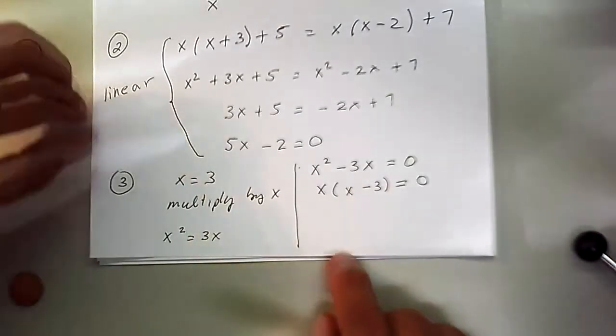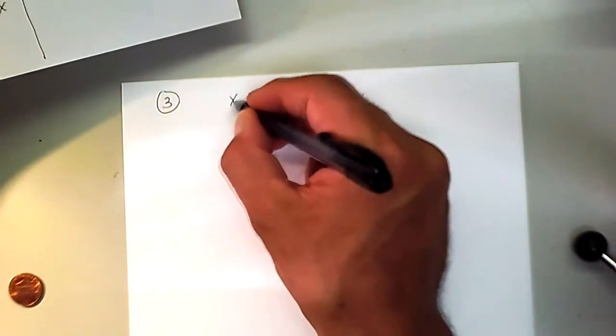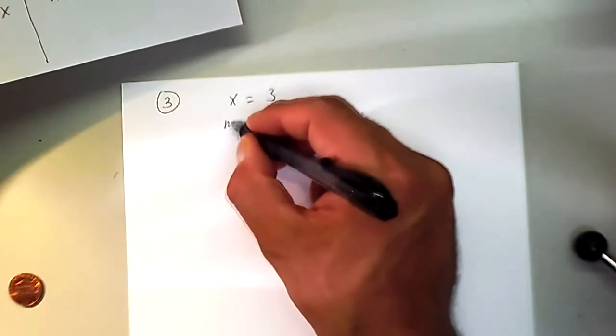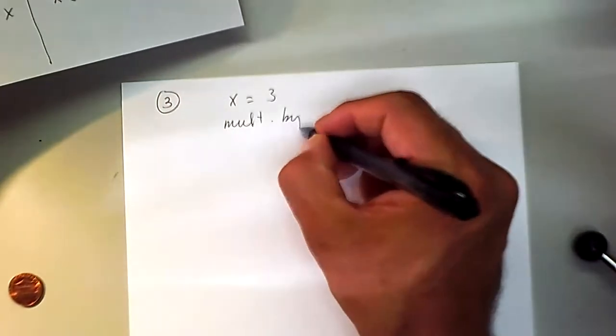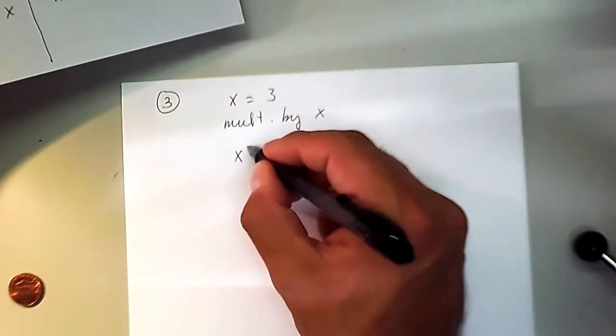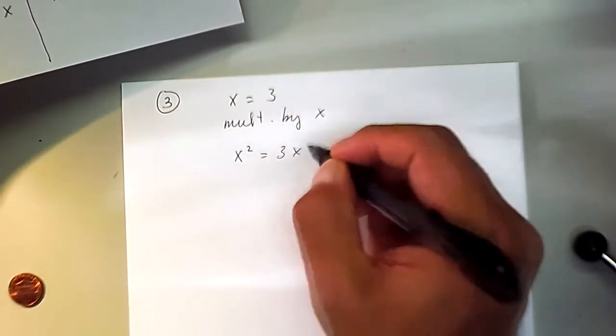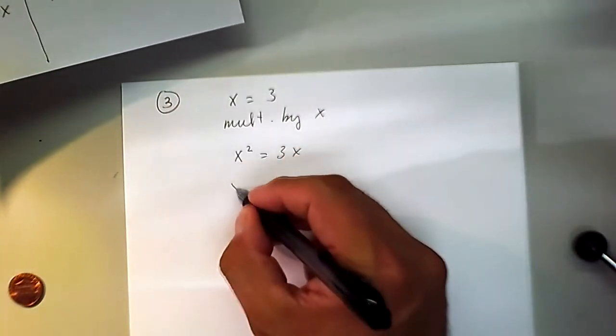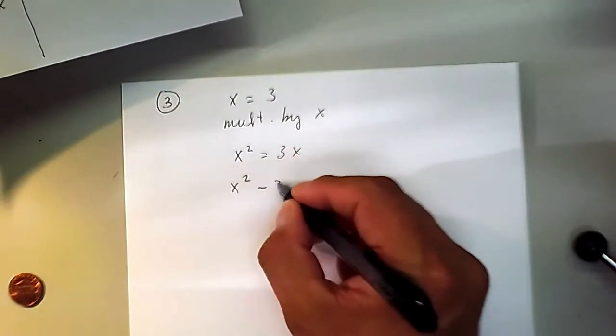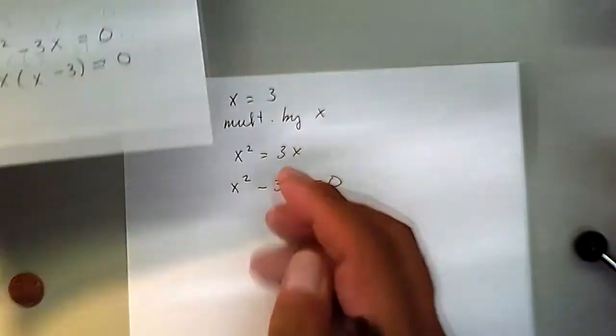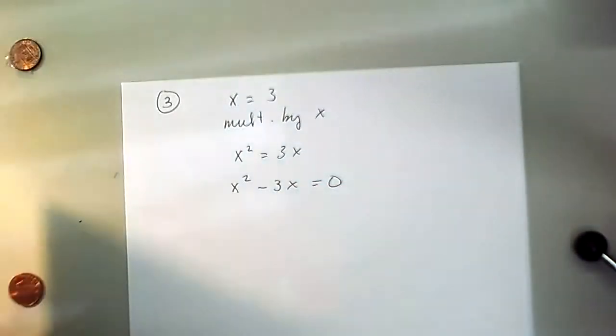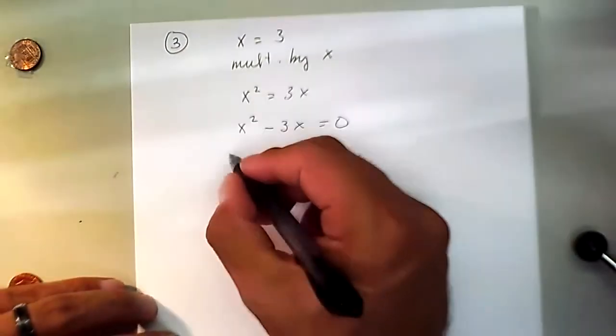Boy, let me start all over. It is fruitful to do that. So start with x equals 3, multiply by x on both sides of the equation, x squared equals 3x. Move the 3x to the other side of the equation, x squared minus 3x is equal to 0. And then factor the x.